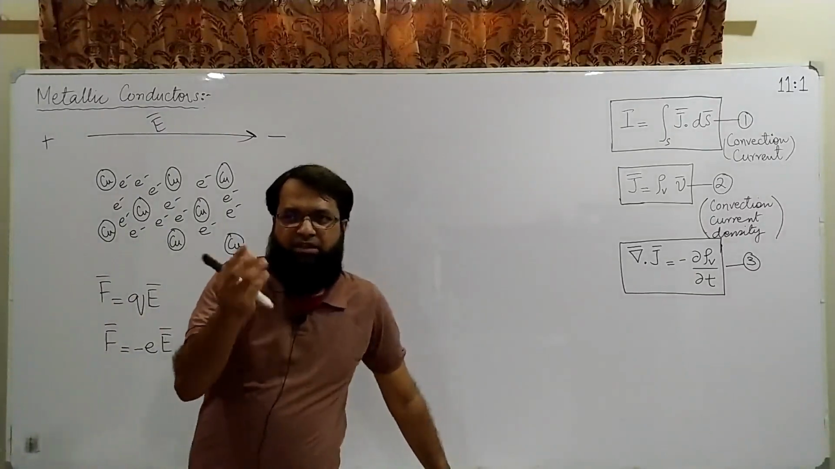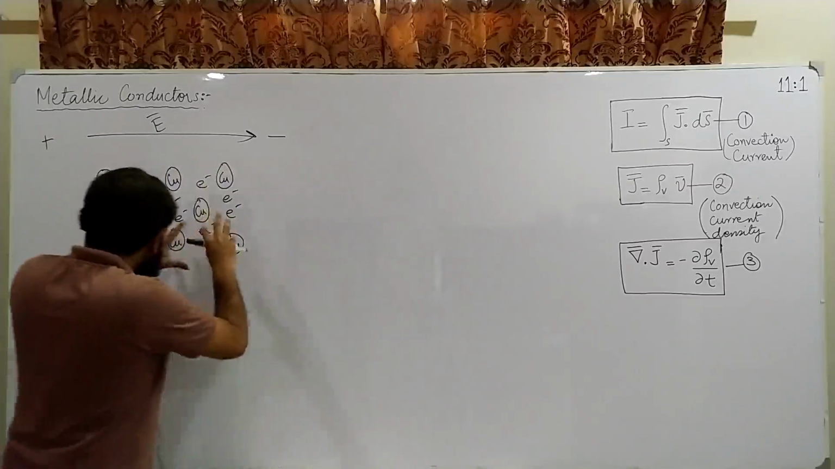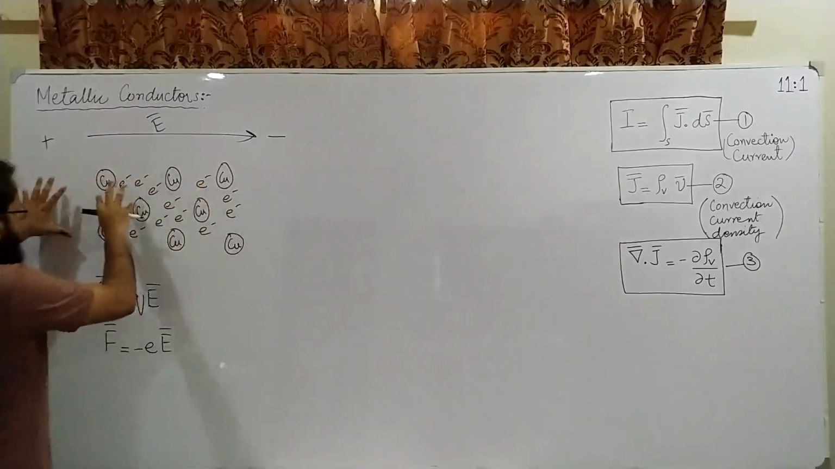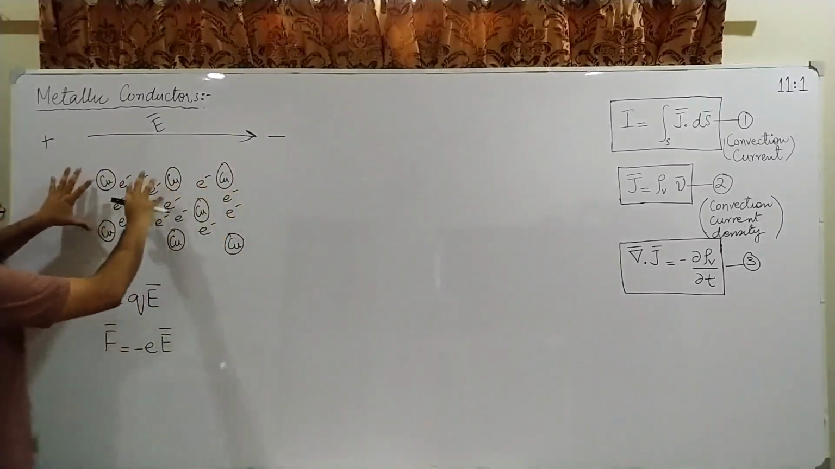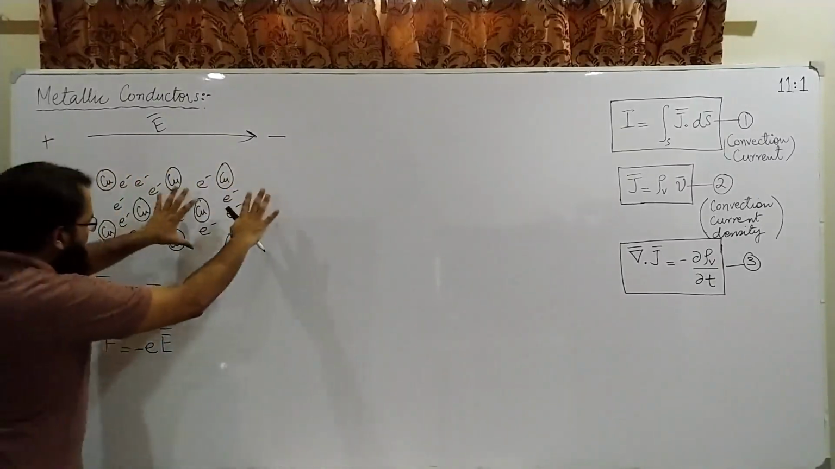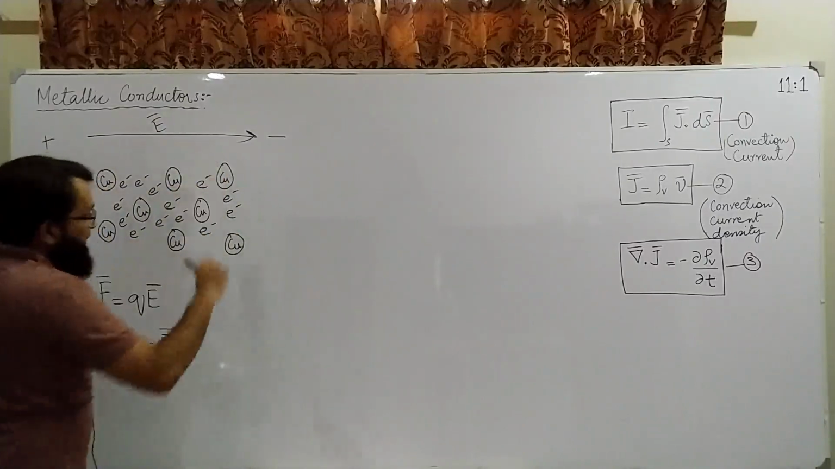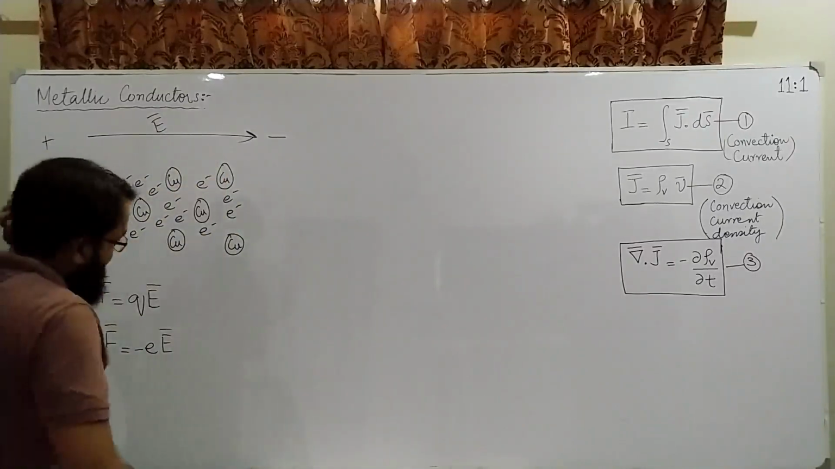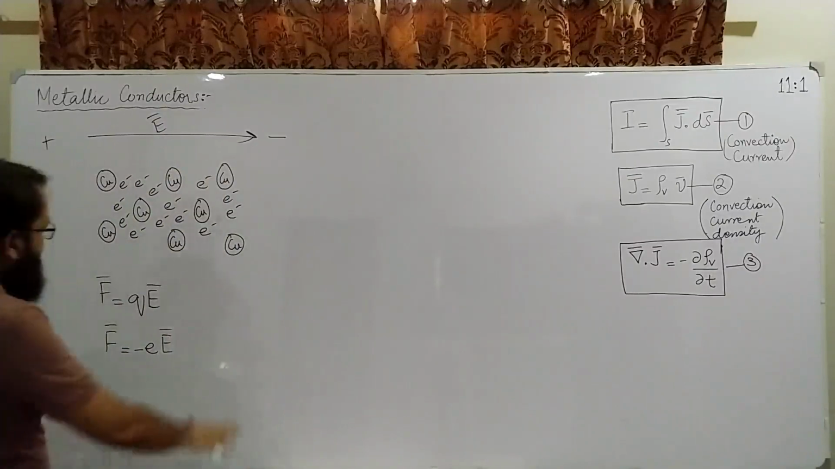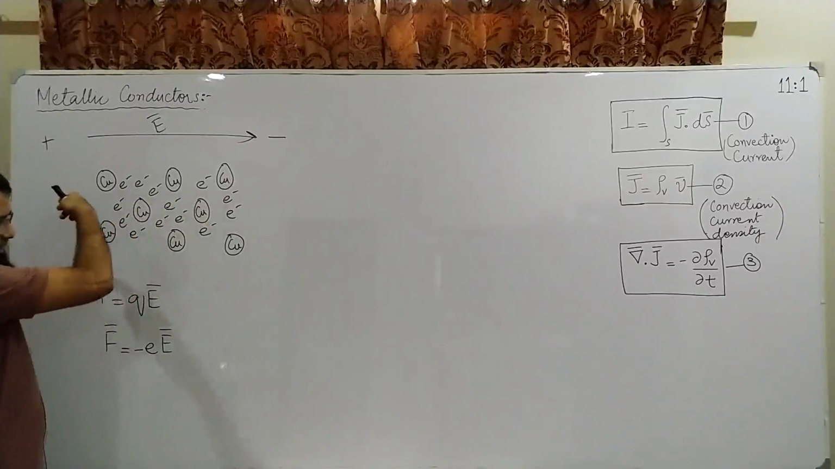Discussing the instantaneous velocity of each electron is fruitless. Rather, we should be interested in the average velocity of each electron, or all the electrons, which will be there due to application of this external force or external field. So after some time, this process will keep on continuing.